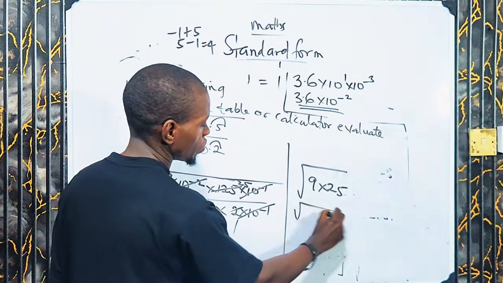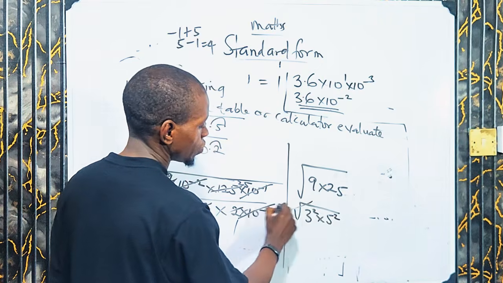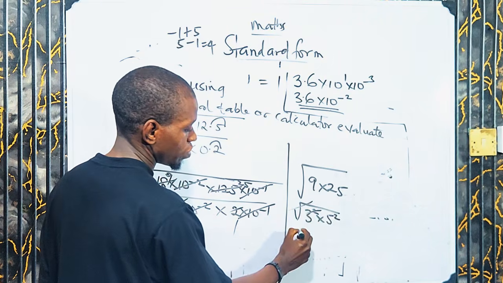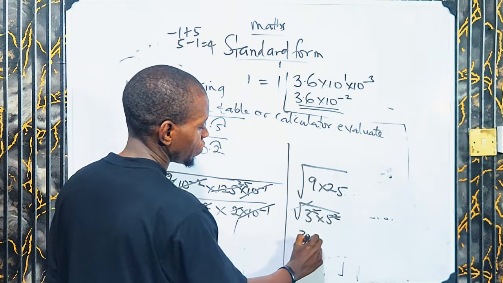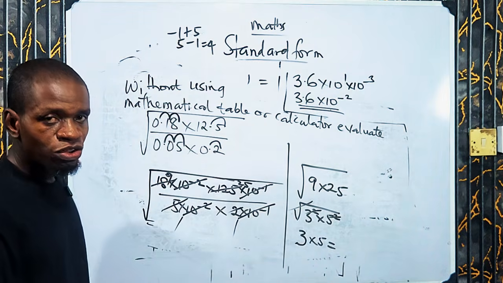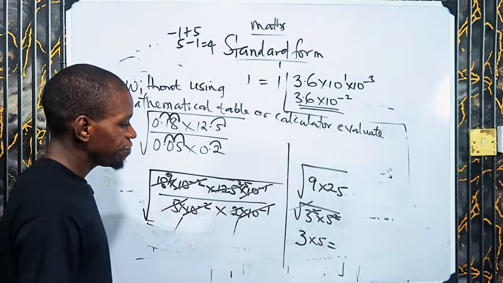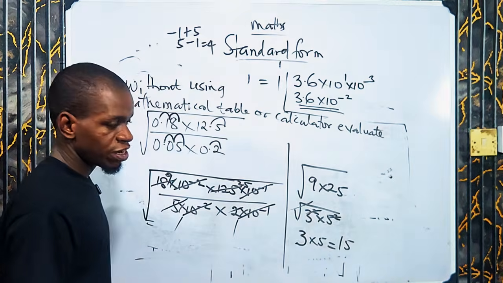This is 3 squared times 5 squared, whereby the square will cancel the square root. I have only 3 for the first number. The square will cancel the square root. I have 5. And the final answer that we got is going to be what? 15. But this 15 is not in standard form.